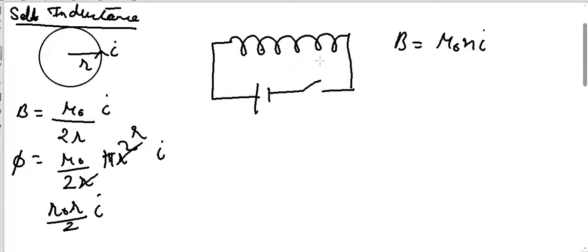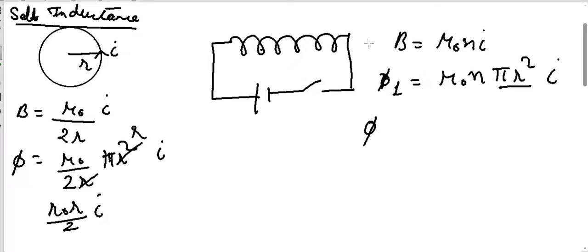And what is the flux through one loop of the solenoid? The flux through one loop is mu naught n into the area of one loop. The area of one loop can be written as pi r squared, into I. So if the flux through one loop is mu naught n pi r squared I, what is the total flux through the full solenoid?